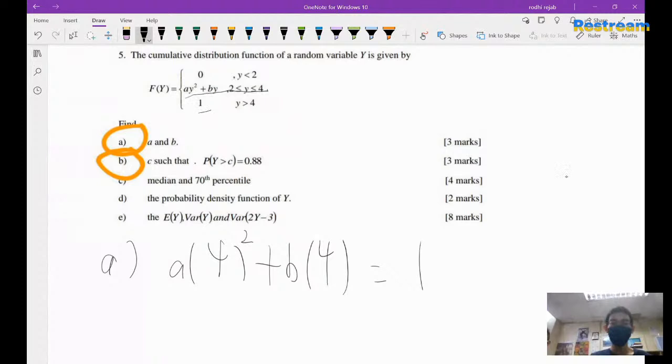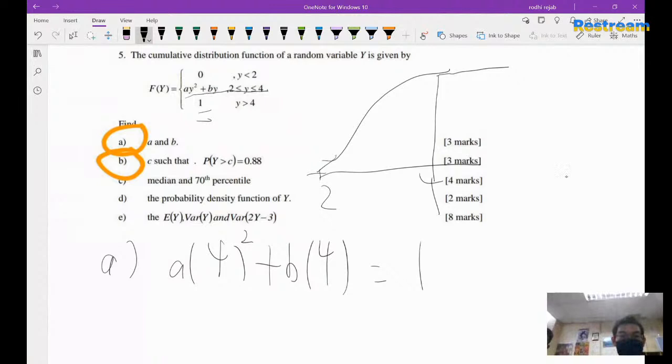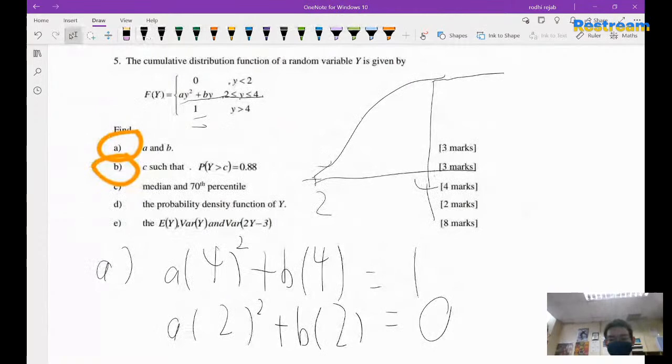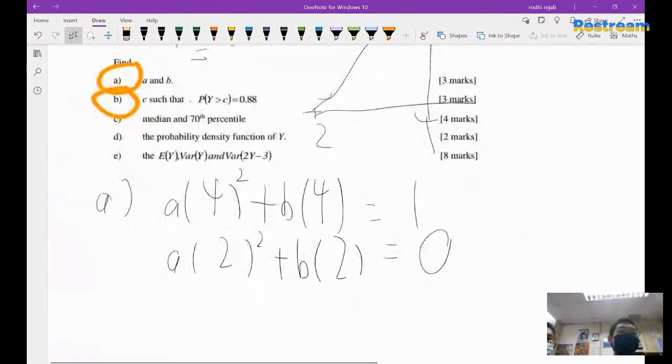Okay. Because the graph looks like this, it will be straight, and this is supposed to be 2. So 4 and 2 are the maximum and minimum, so we just sub 4 and 2 inside the formula. This is the minimum, so it should be equal to 0. For cumulative, we just sub inside, no more integration, and so we should get A equals 1/8, B equals -1/4.